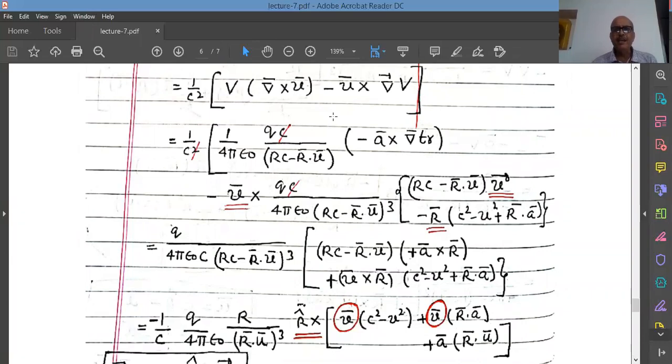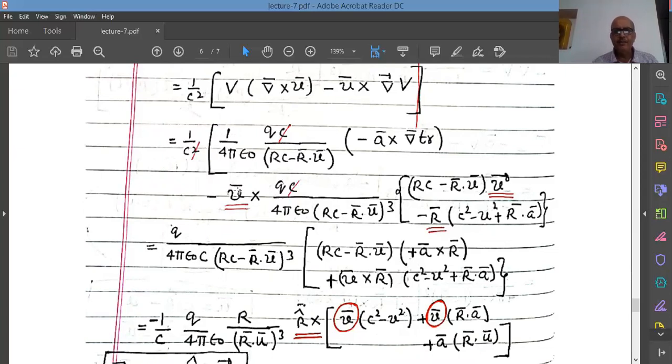So if you see here, we have minus V cross, there is a coefficient qc upon 4 pi epsilon 0 (Rc minus R dot v) whole cube, and then inside the bracket we had (Rc minus R dot v) into vector v minus R into (c square minus v square plus R dot a). In the first term, I will substitute the value of gradient of t_r. Gradient of t_r, we all remember, is vector R upon (Rc minus R dot v). That is the value of gradient of t_r. So I will substitute that value here.